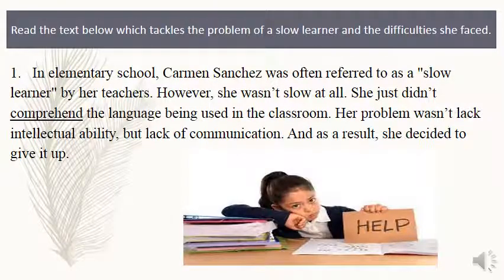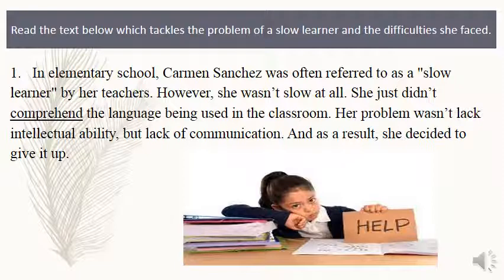And now we're going to start with our reading lesson, in which it tackles the problem of a slow learner and the difficulties she faced. This story is about a student. She is a slow learner, and she has learning disabilities or learning disorders, and she faced many problems. Let's read the story together and see.